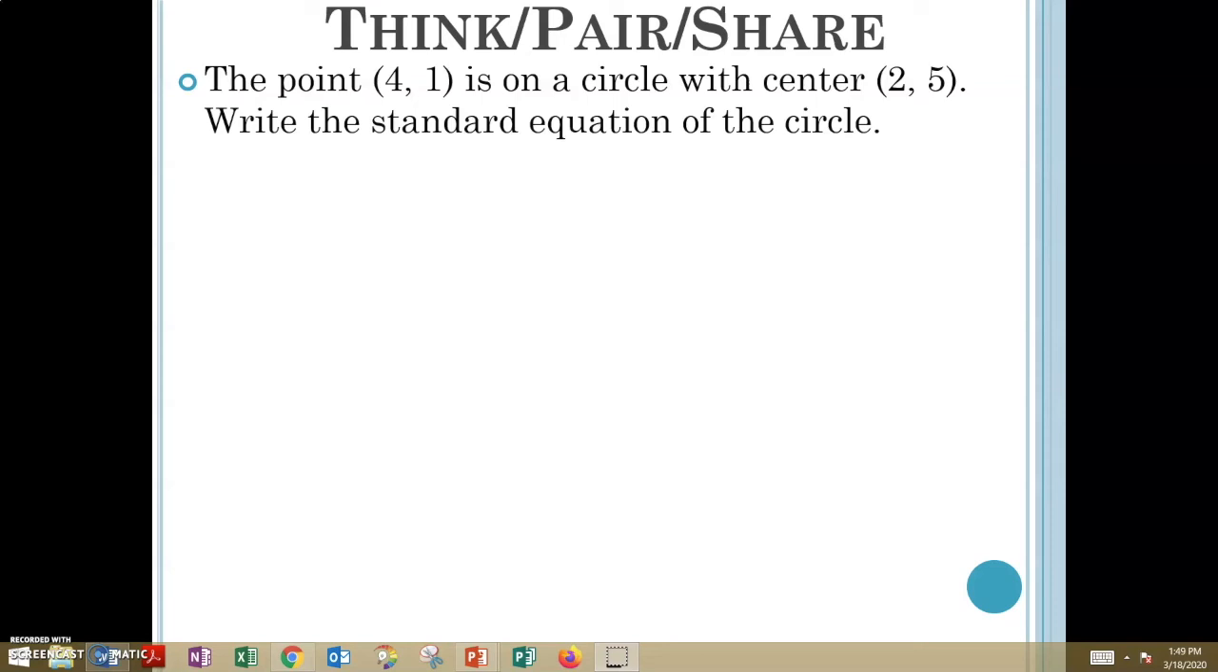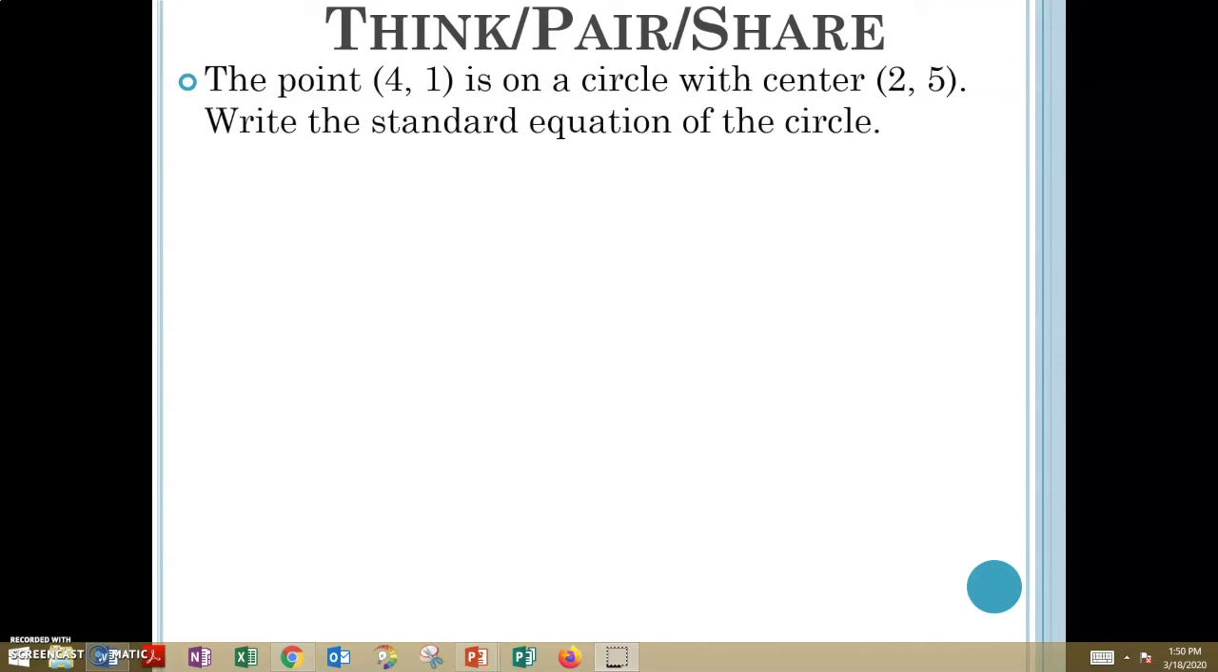So go ahead and pause the video for a bit, and you'll notice same type of question. The point (4, 1) is on a circle with center (2, 5). Write the standard equation of the circle. And notice you do not have a graph here of the circle. So you're going to have to use some algebra. You're going to plug into that standard equation. So pause the video for a bit and give it a shot and check back for your answer.